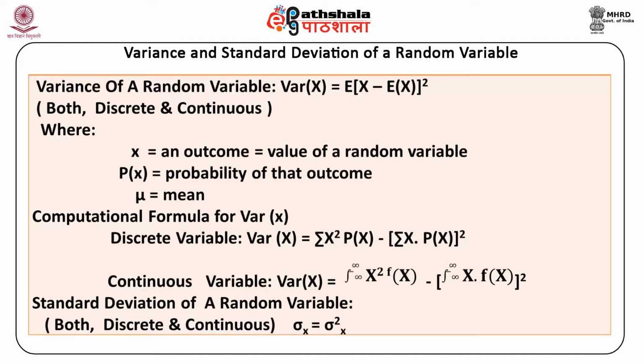Standard deviation of a random variable, whether it is discrete or continuous, could be obtained as the square root of sigma square x, which is the square root of variance.